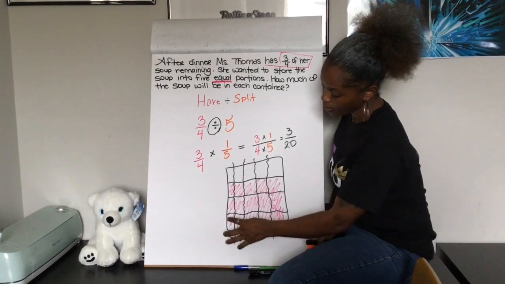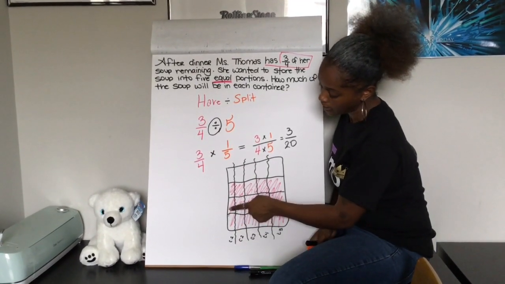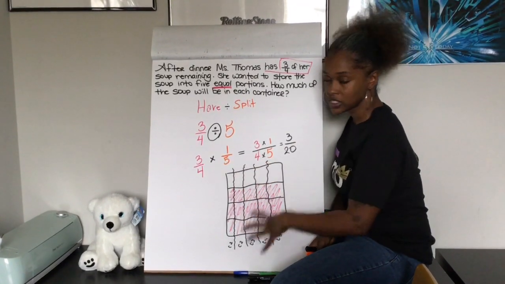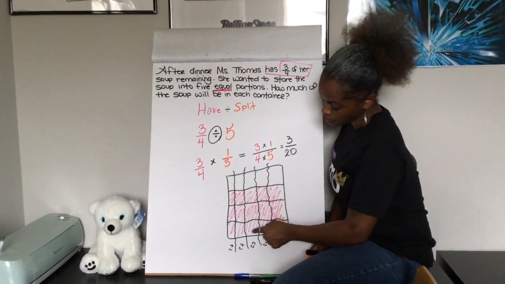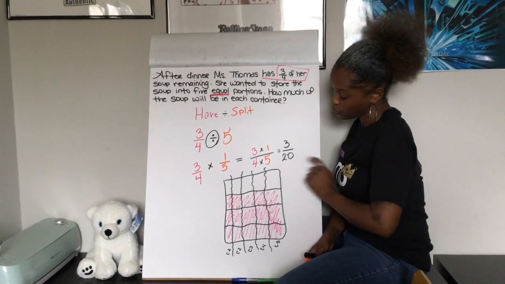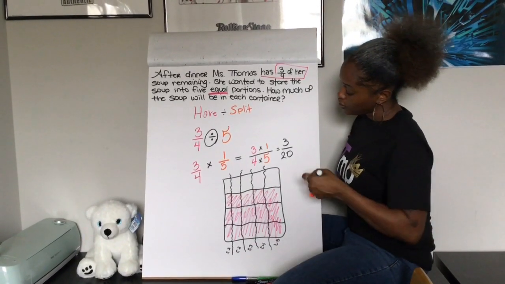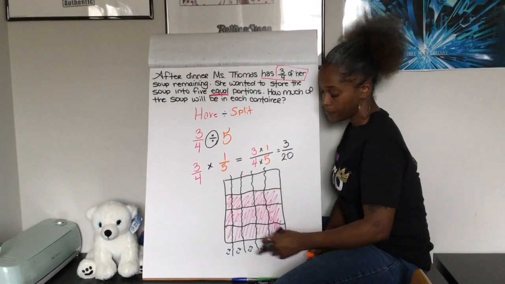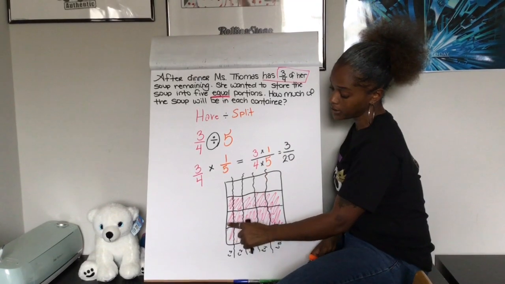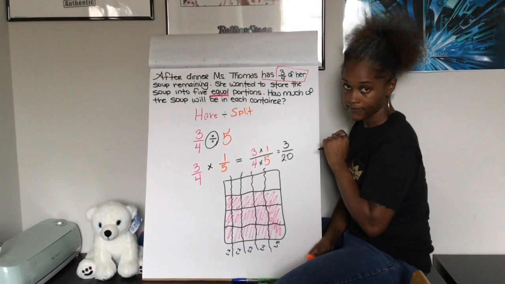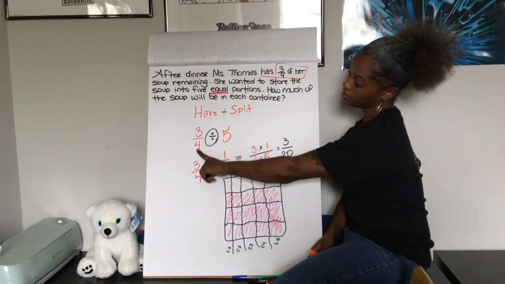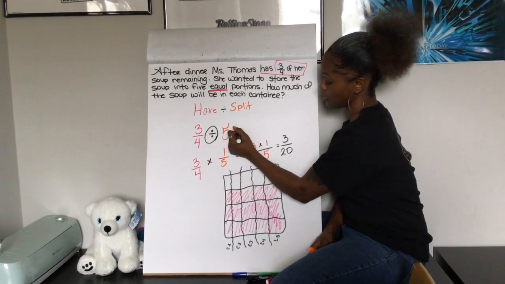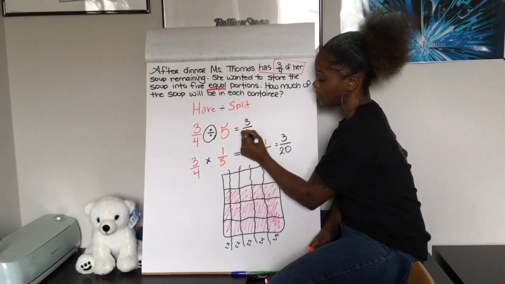Well, we're going to get one. Container 1 has 1, 2, 3 out of how many available portions that would have been in the pot? Well, 1, 2, 3, 4, 5, 10, 15, 20. Out of the 20 total portions this pot could hold, container 1 gets 1, 2, 3 of them. So again, 3/4 divided by 5 equals 3/20.